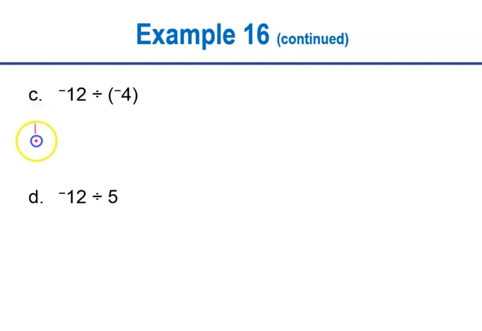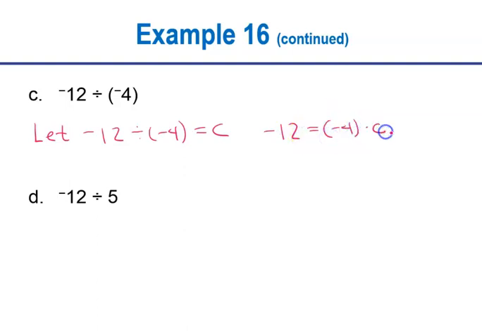All right, so once again, we've got let negative 12 divided by negative 4 equal C. Well, what that means is negative 12 is equal to negative 4 times C. Now, what would C need to be to make that true? Well, how about a positive 3? We know this from our rules for multiplication. And what I can say here is that negative 12 divided by negative 4 is equal to 3. Now, what you'll notice, especially if you look at all these, we'll make our rules in just a minute.